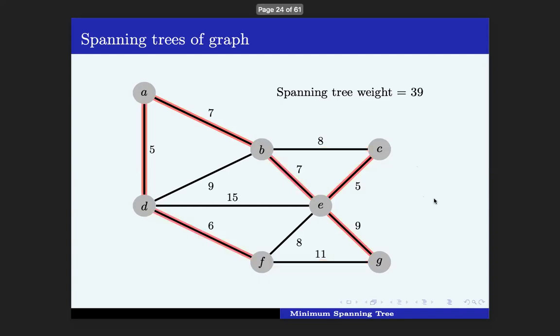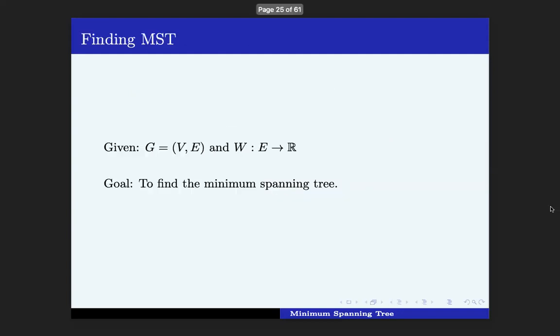Using this trick, you can see that you can slowly get to the spanning tree. The minimum spanning tree here is actually of size 39. And this is a very important, crucial aspect about this spanning tree that we will be using. Good. So what is the goal? The algorithm that we have to find out is: given a graph and its weights, we want to find the minimum spanning tree.